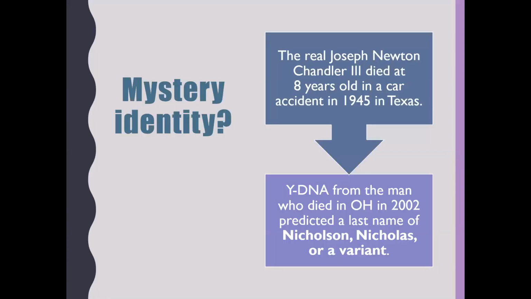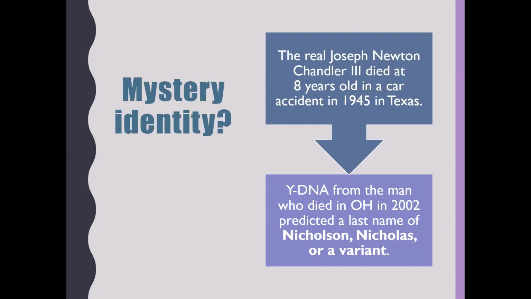It turned out that a hospital had a tissue sample from not long before he died. He'd had a medical procedure done, and they had some tissue of his. At the time, there was really only Y-DNA being done, which looks at the straight paternal line. A woman who was very early doing genetic genealogy looked at that and predicted that he would have the last name of Nicholson, Nicholas, or a variant like that, that his close matches had names like that.